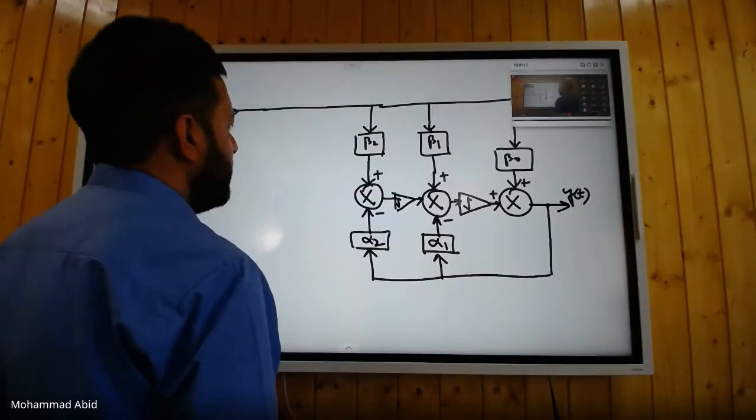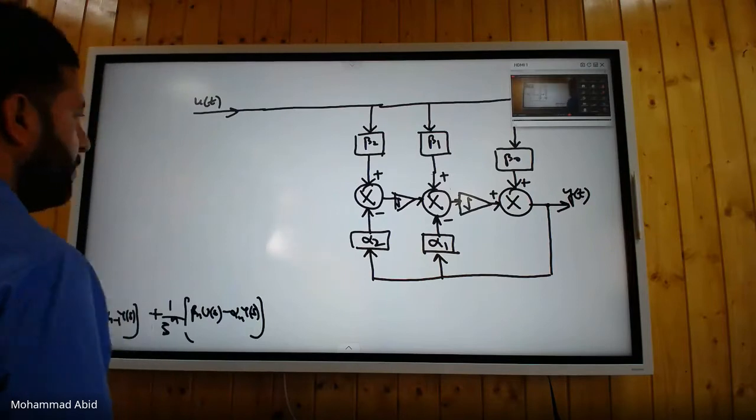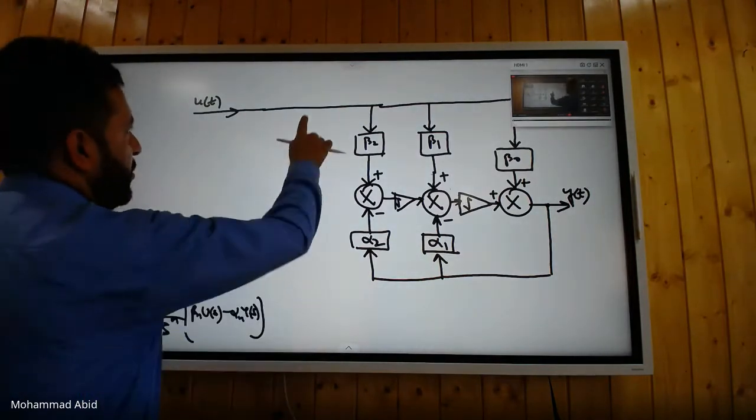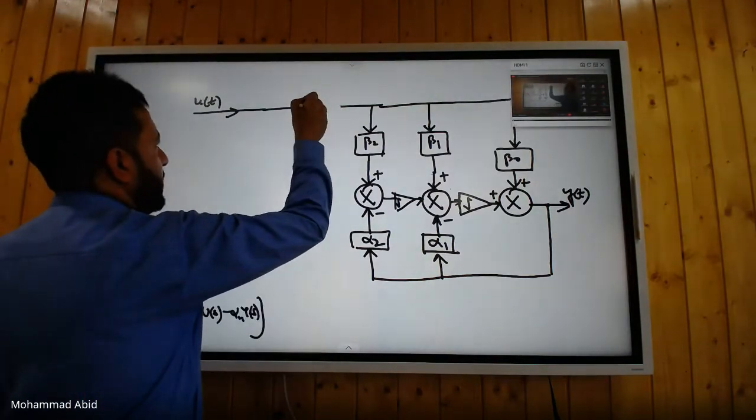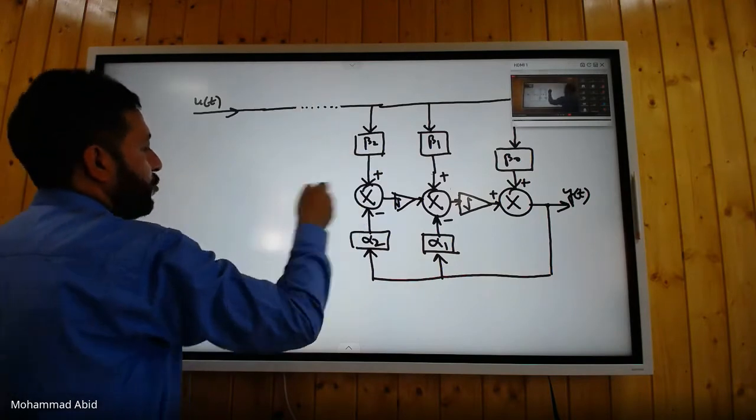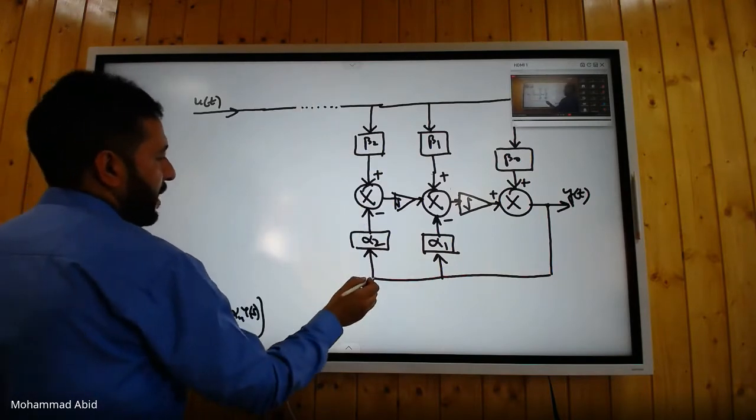So that gives me the second term. So similarly, I move on. I show a dotted line here like this because I have so many integrators. I cannot show all of them. So it will again move like this.